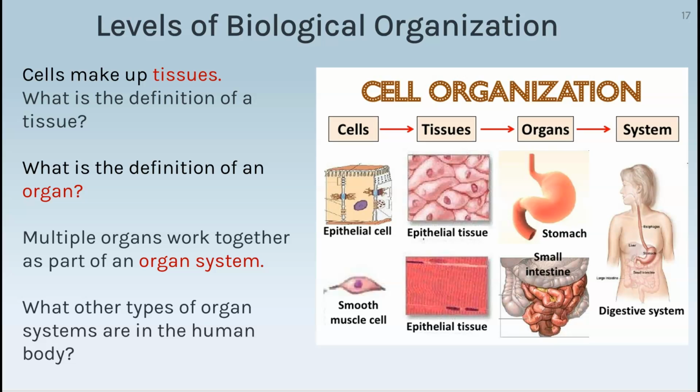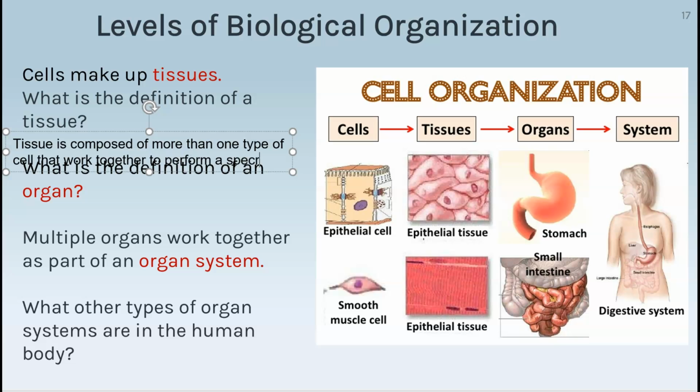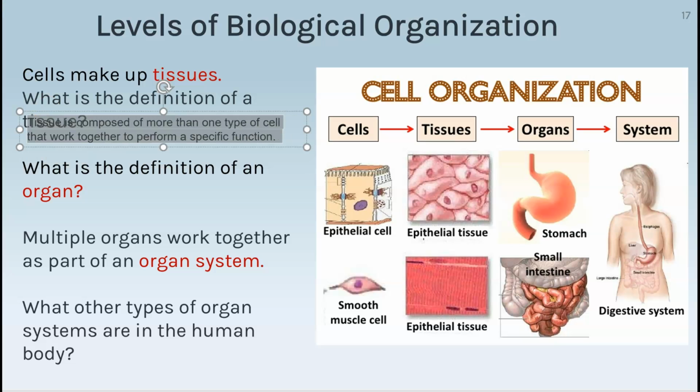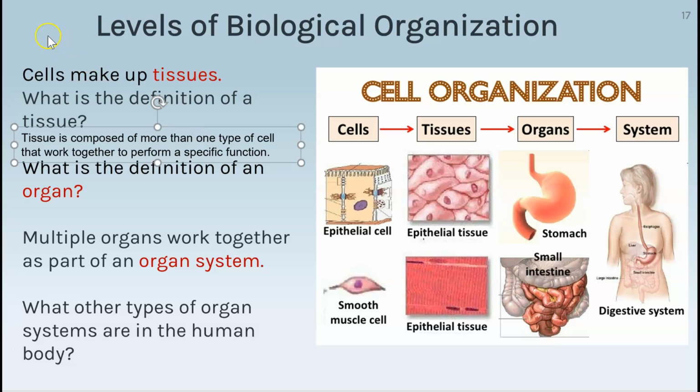So, cells can make up tissues. So take a brief moment to remind yourself of what a tissue is. So a tissue is composed or made of more than one type of cell that work together to perform a specific function. Let me move this over so you can see it. There you go. A tissue is composed of more than one type of cell that work together to perform a specific function.